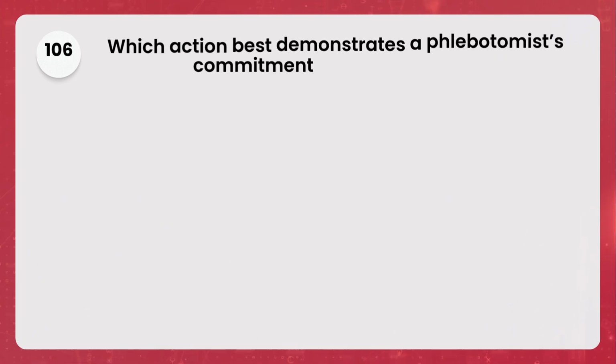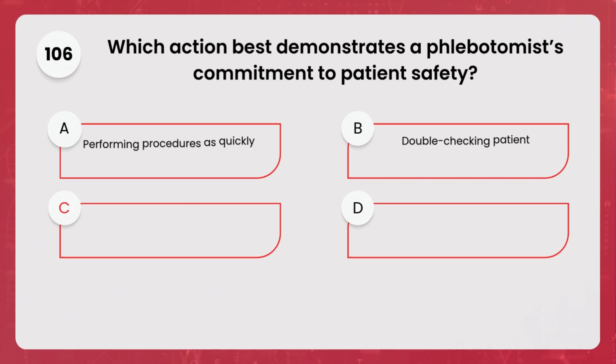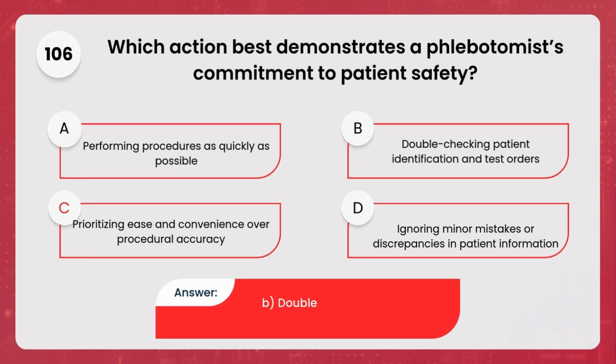Number 106. Which action best demonstrates a phlebotomist's commitment to patient safety? A. Performing procedures as quickly as possible. B. Double-checking patient identification and test orders. C. Prioritizing ease and convenience over procedural accuracy. And D. Ignoring minor mistakes or discrepancies in patient information. The answer is B. Double-checking patient identification and test orders.